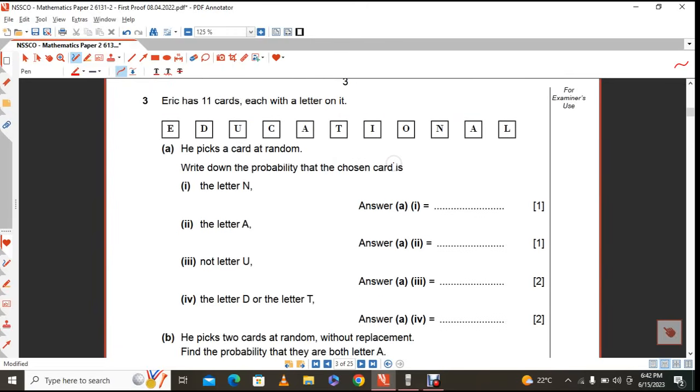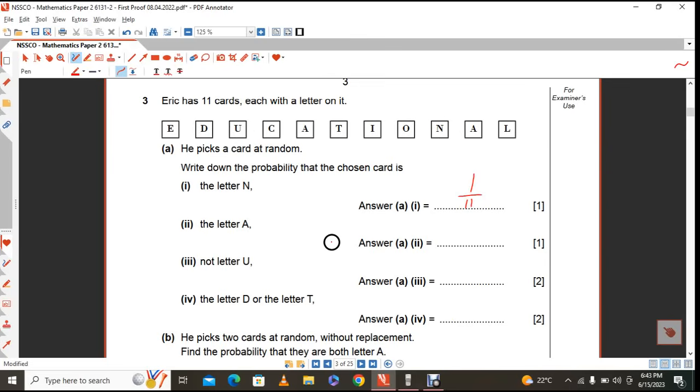Question three is very similar to question one in that you are dealing with probability, but you have to be a bit careful here. There were a lot of probability questions in here. There are 11 cards, as you can see, and they spell the word educational. Eric picks a card at random. Write down the probability that the chosen card is the letter N. How many letters N will you get in this arrangement of cards? Well, it's just one out of the total 11.